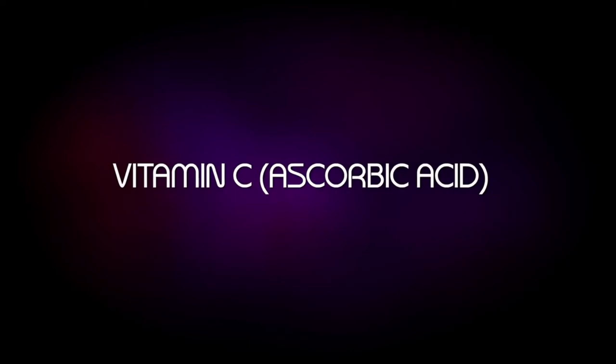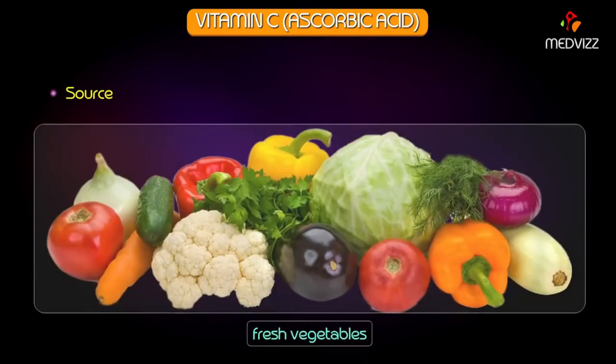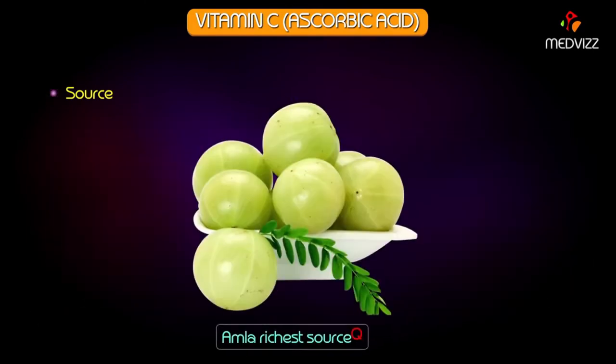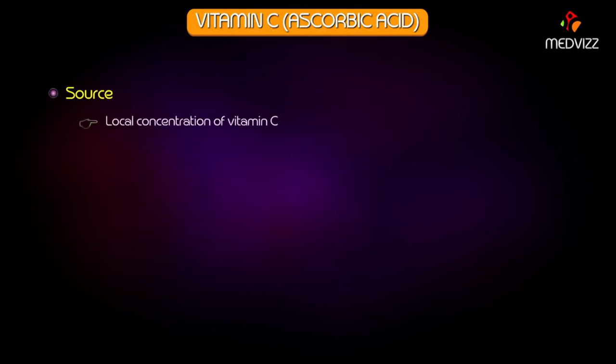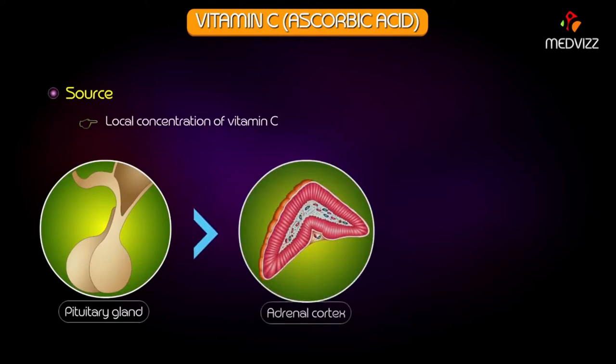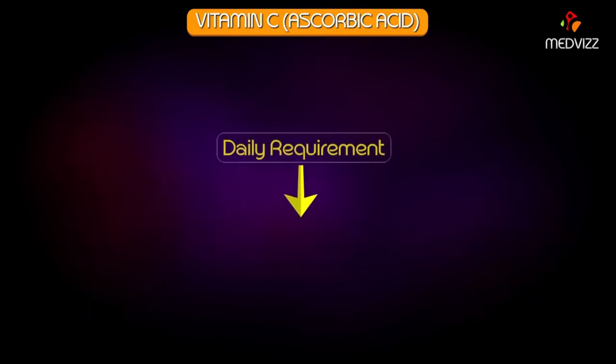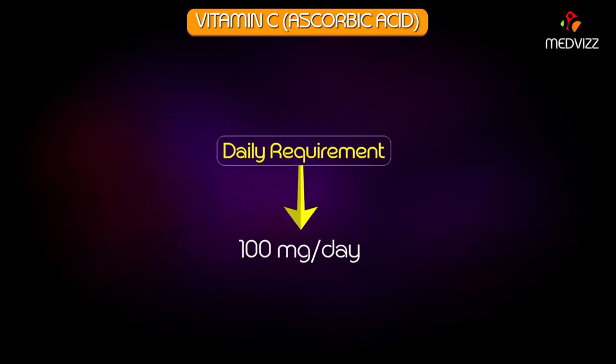Water-soluble vitamins. Vitamin C, or ascorbic acid. This is the most heat-labile vitamin. It acts as a strong reducing agent. Sources include citrus fruits, fresh vegetables, and amla or gooseberry, being the richest source. For local concentration of vitamin C, the pituitary gland is the greatest, then the adrenal cortex, and then the corpus luteum. The daily requirement is 100 milligrams per day.